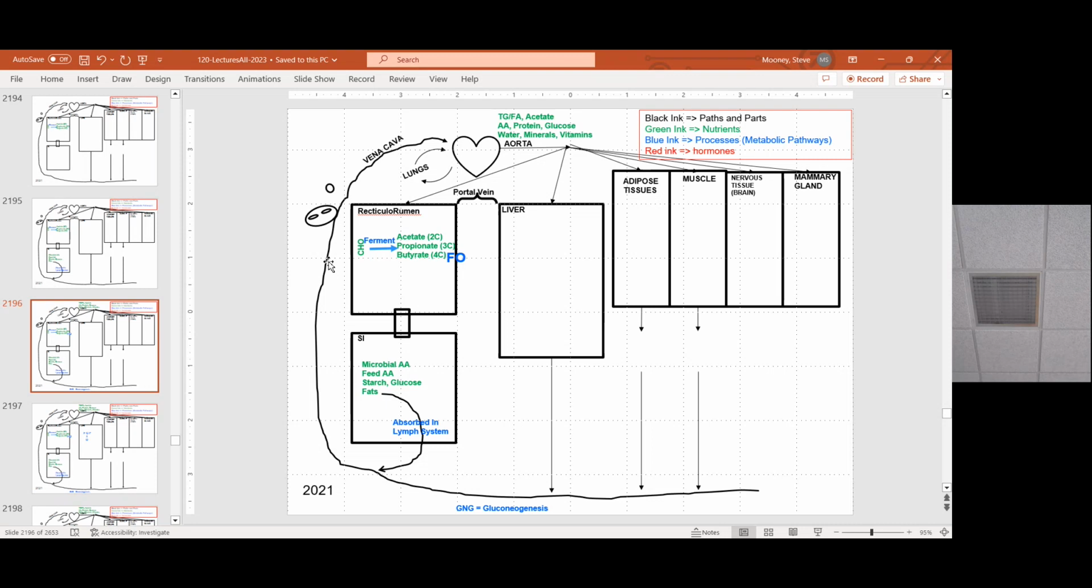So butyrate as a green nutrient, it's going to go through fat prep, split in half, and then be oxidized in the rumen wall.